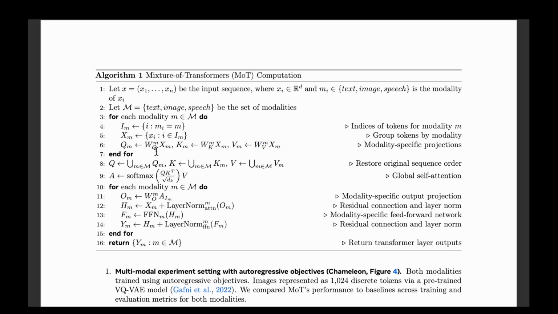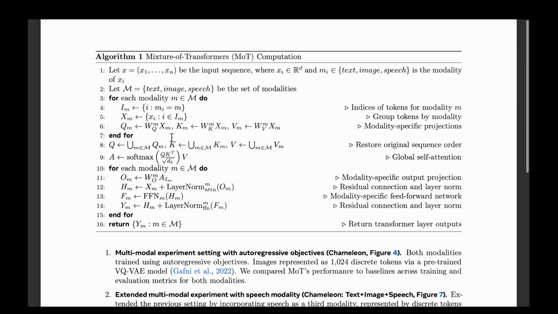And once we have done this modality-specific step, then we go for the global self-attention, which is the standard self-attention, but in this case we are restoring the original sequence of the input, and we are doing the global self-attention. Once we have done the global self-attention, we once again iterate through the modalities, and we do modality-specific output projection, modality-specific layer normalization, and modality-specific feed forward network, and finally layer normalization.